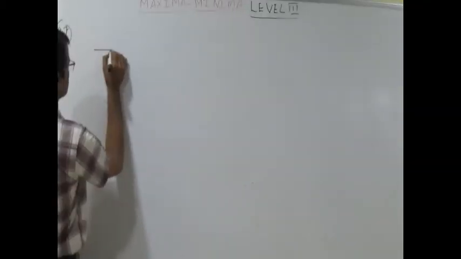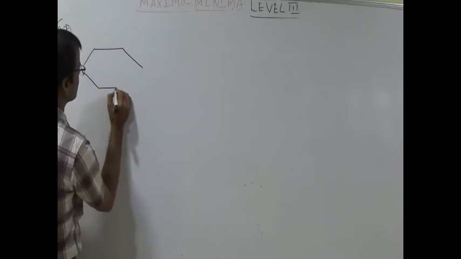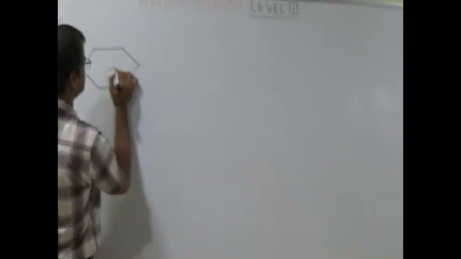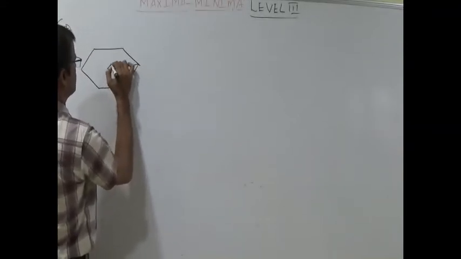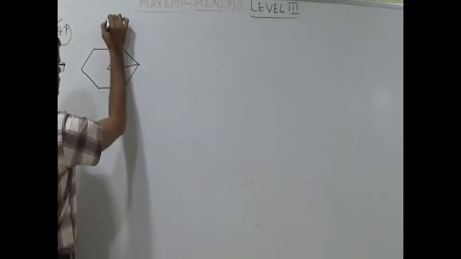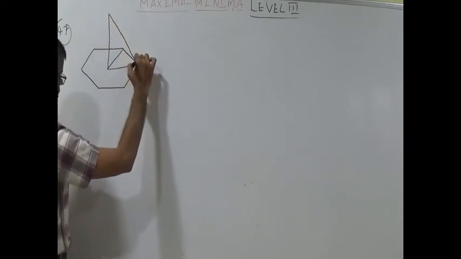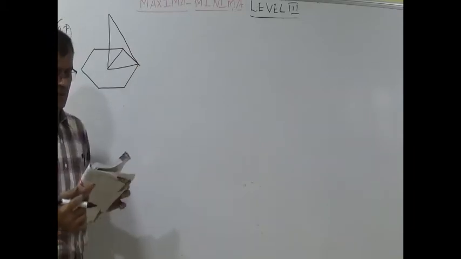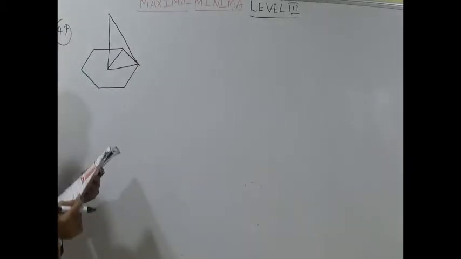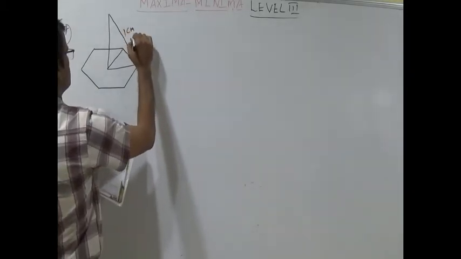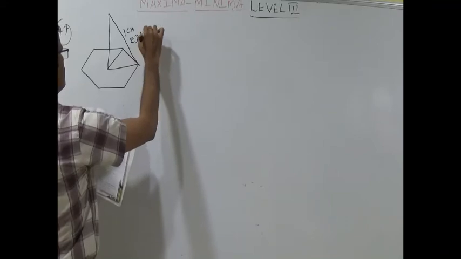Let us first of all draw the hexagon. This is the center. Let it be the side. This is the pyramid's height. The pyramid's lateral edge, how much is given? For the hexagonal pyramid, the lateral edge, this is 1 centimeter. The pyramid has height h.